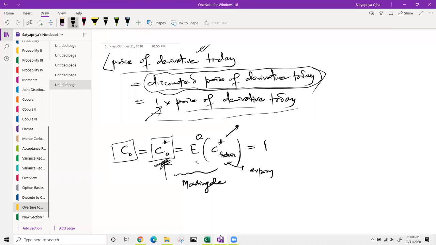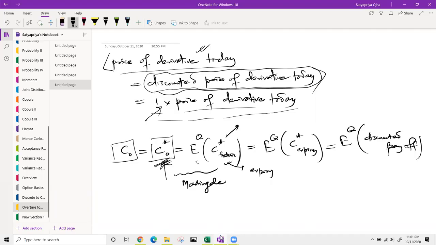So we can take this to expiry. At expiry, I'm writing this. Discounted call option price at expiry is equal to discounted call price. I'm not writing call price anymore. I'm writing payoff. So discounted payoff. Is this flow clear?